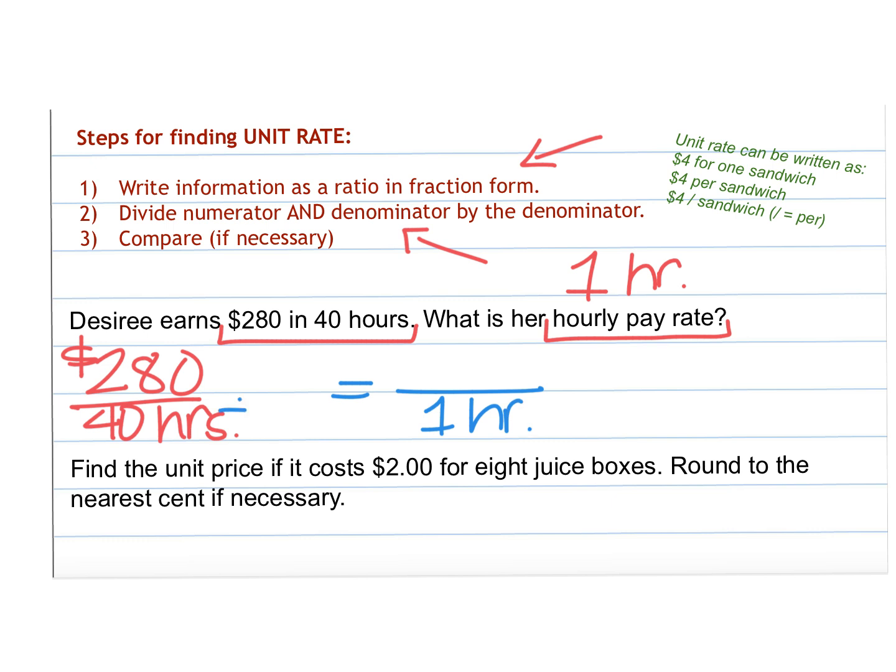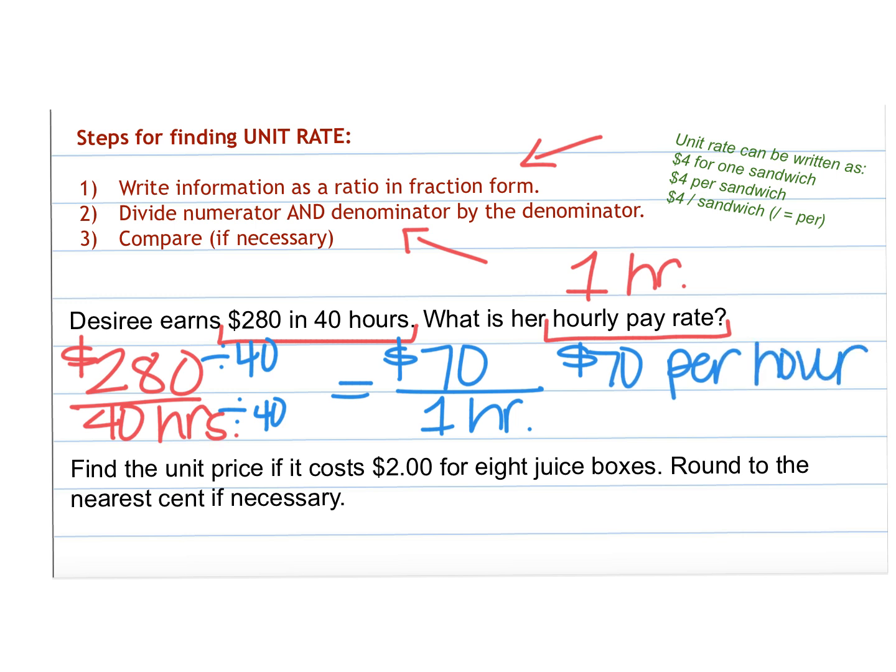then I know that if I divide 40 by 40, I'm going to get 1 hour, and whatever I do to the denominator, I have to do to the numerator. So then we would do 280 divided by 40. I know that 28 divided by 4 is 7, so I would just add the 0. So $70 in 1 hour. So the unit rate would be $70 per hour.